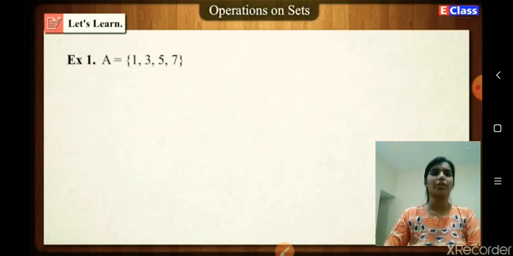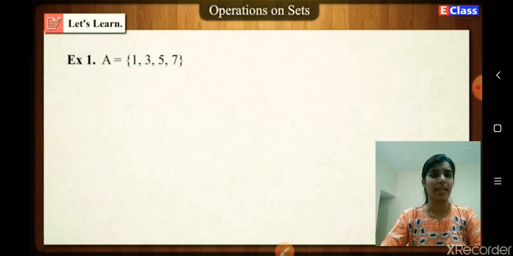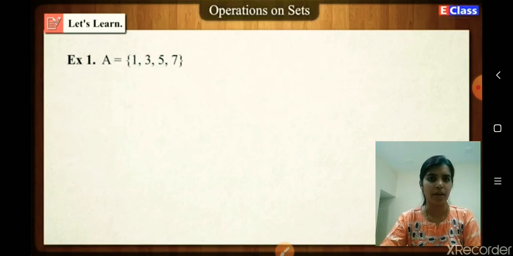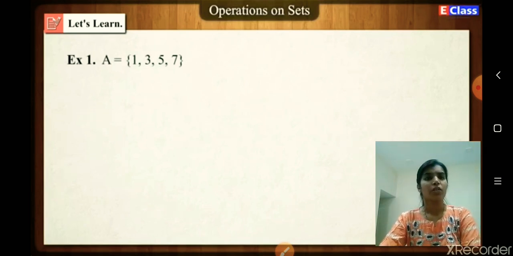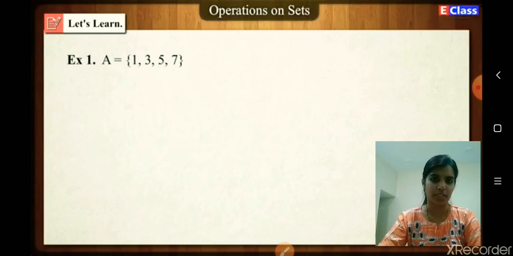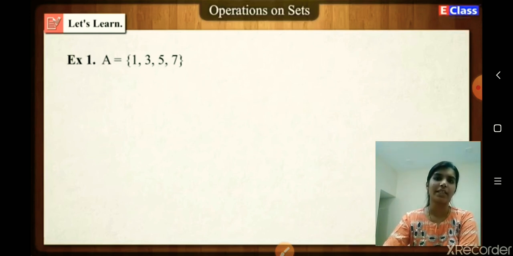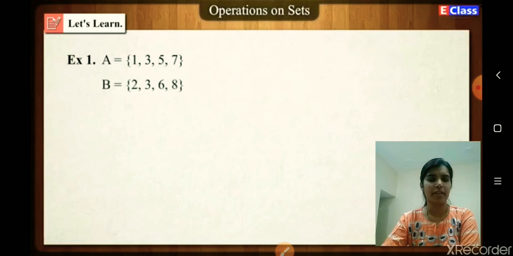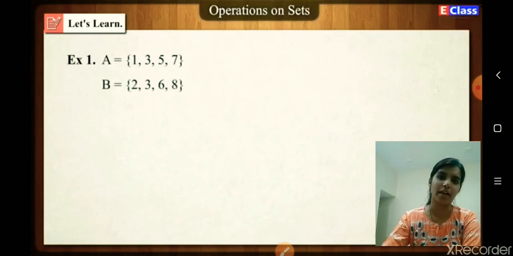Suppose we are having two sets here. The first set is A, in which we have four elements: 1, 3, 5, 7. We have to find the intersection of the sets, so for that we require a second set also. So we have the set B, and the elements of set B are 2, 3, 6, 8.